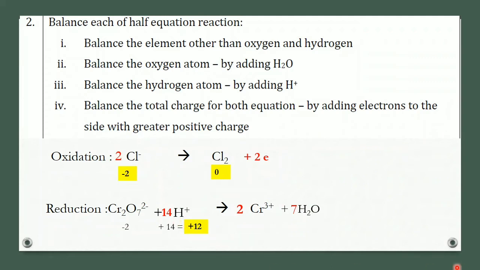And on my right side, I have 2 chromium ions, so the total charge is +6. So the charges on both sides are not equal. To balance that, we need to add electrons to the most positive side, which is the left side. So I need to add 6 electrons. If I add 6 electrons, the charge on the left side will become +6, which will be balanced.